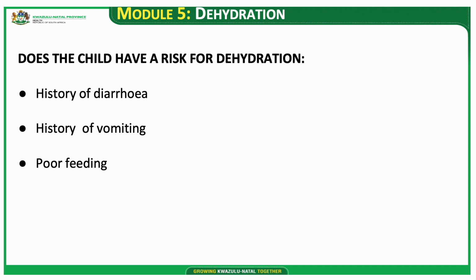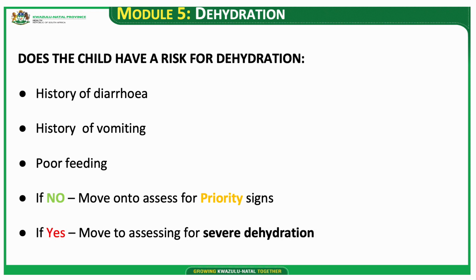The first question we need to ask ourselves is, does the child have a risk for dehydration? In other words, do they have a history of diarrhea, a history of vomiting, or a history of poor feeding? If the answer is no, then we can move on to our priority signs, because this is the last of the emergency signs, and all the previous ones should have been negative if we've got to this stage. If the answer is yes, then we need to move on to assess for severe dehydration.